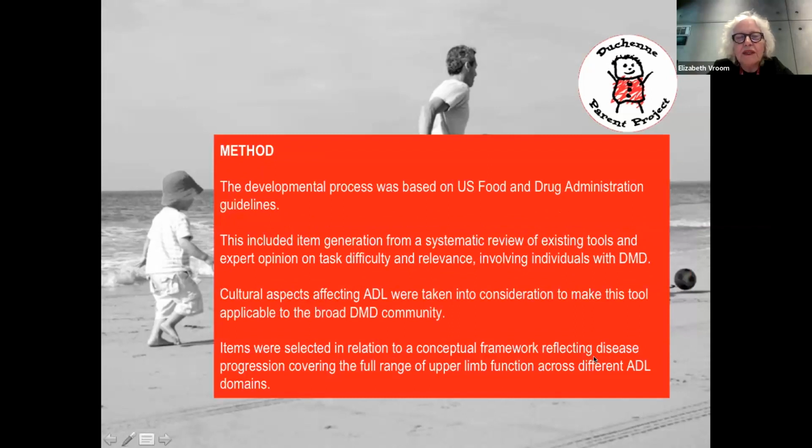And the method we used was based on the US Food and Drug Administration guidelines. If you want to start, there are guidelines. They might be different now from when we started, but they are still there. And this includes item generation from a systematic review of existing tools and expert opinion to task difficulty and relevance involving individuals with Duchenne. And then the cultural aspects affecting activity of daily life were also taken into consideration, because if you want to use this at a global level, you need really to make sure that you don't ignore the cultural differences.